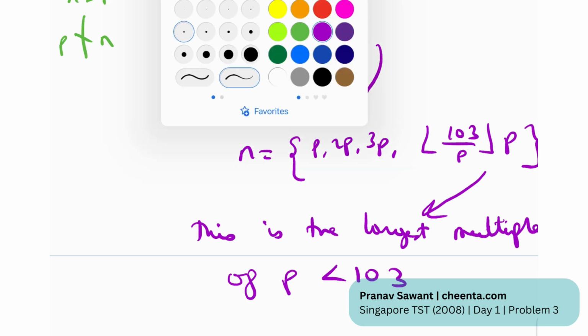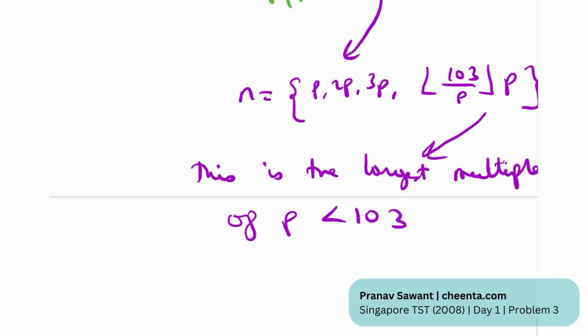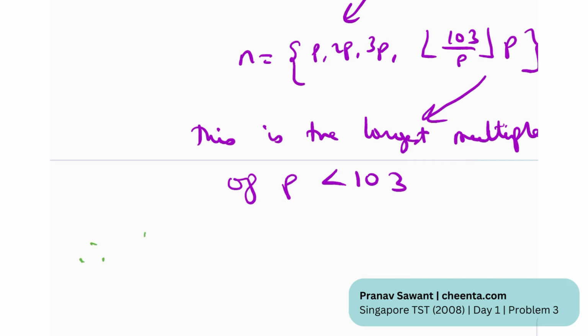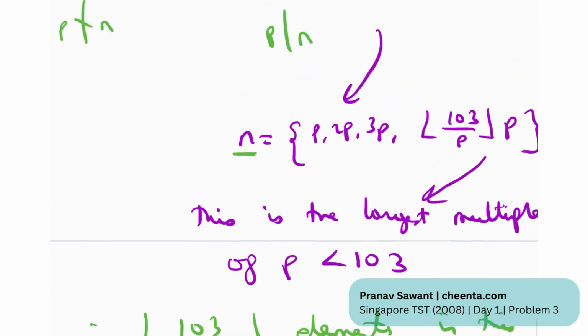Okay, amazing. Now, so how many elements are in this set? So you have P, 2P, 3P, or in other words, if I just ignore that P, I have 1, 2, 3, 4, 5, 6, all the way up till floor of 103 by P. Therefore, we have floor of 103 by P elements in this set, right? In this set, which I've denoted by n over here, this has floor of 103 by P elements, right?